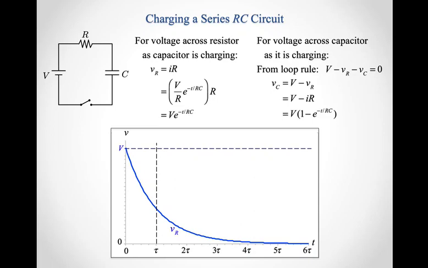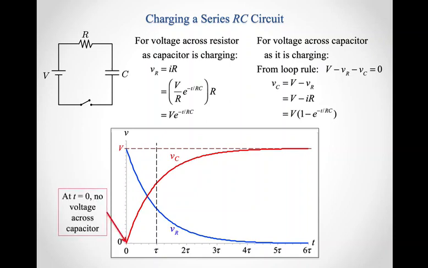That's still the big V out front, but now instead of just being times that exponential decay term, it's times 1 minus e to the minus t over RC. And so this tells me that the voltage across the capacitor behaves differently than the voltage across the resistor. The voltage across the capacitor starts at 0. Again, if there's no charge built up on the capacitor, then there's no voltage drop across the capacitor.